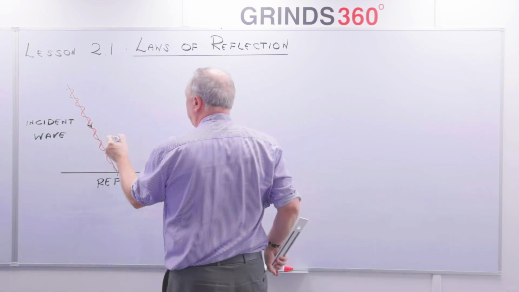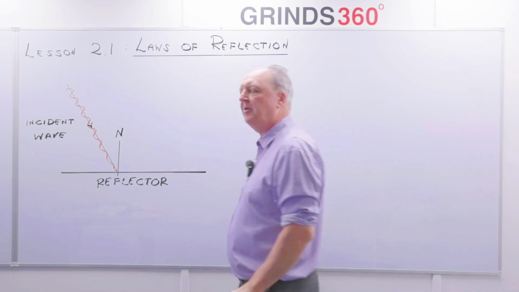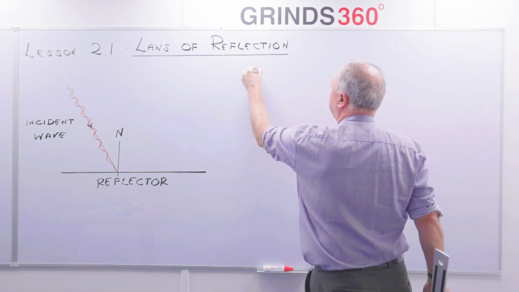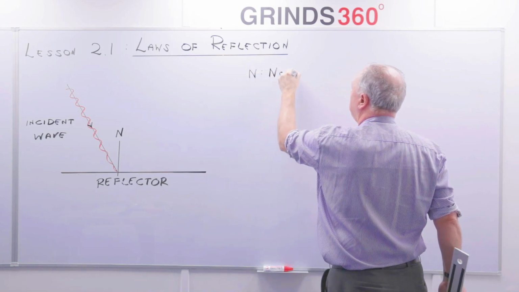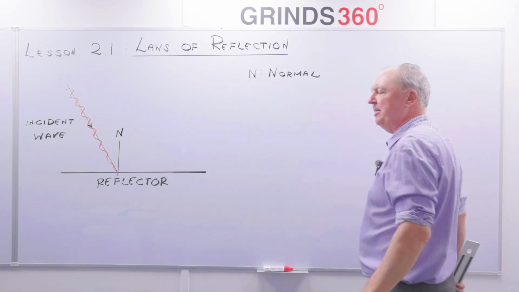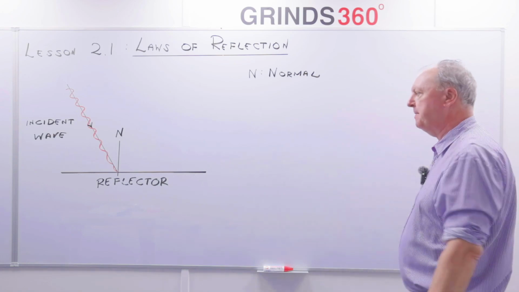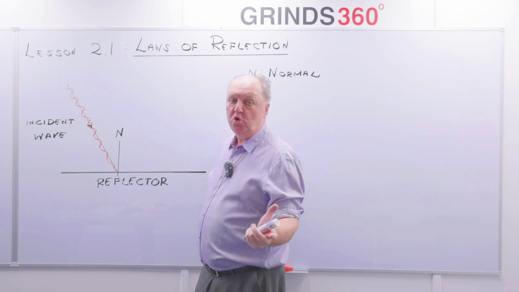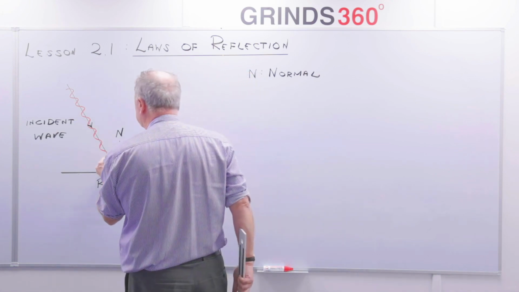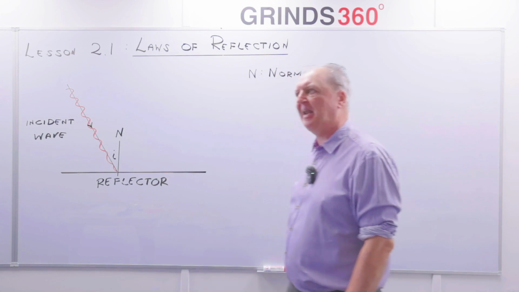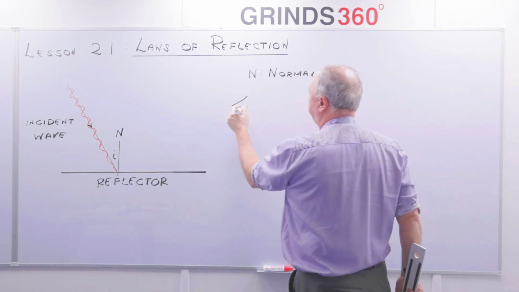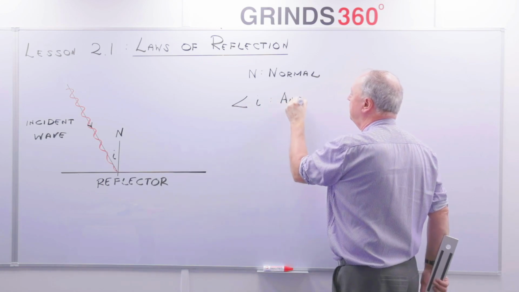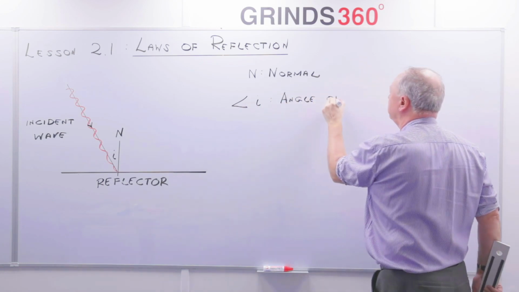We actually measure it in respect to a line called a normal. A normal line in maths is a line perpendicular or at right angles to the reflector. So n represents my normal. So we're going to measure all angles with respect to the normal. Now, the angle the incident wave makes with the normal is called the angle of incidence. I'm going to represent that by little i. So that symbol there represents angle. So angle i, that is my angle of incidence.